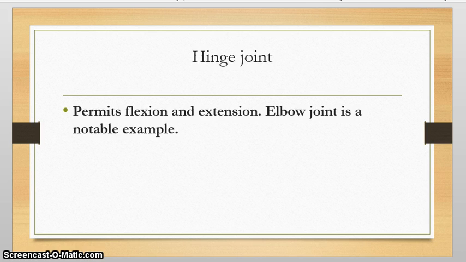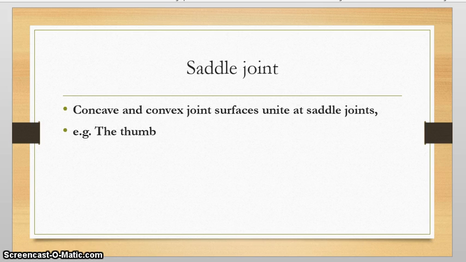Next one is saddle joint. The saddle joint is a concave and convex joint which is in your thumb, and as you can tell, you can't move it completely in a circle. It's like a saddle on a horse. So when you sit on the saddle, you can only go side to side, as you can't really go backwards and forwards.